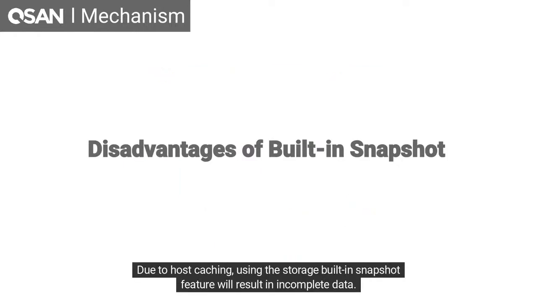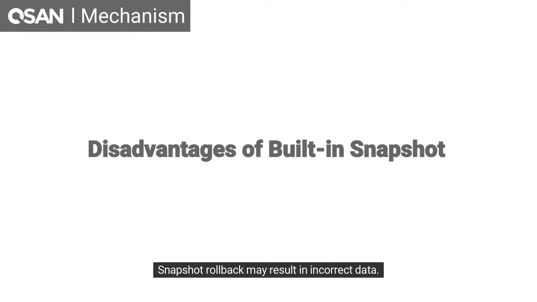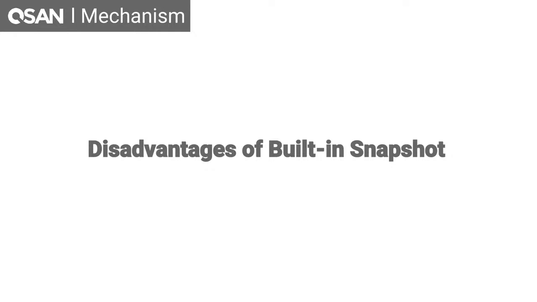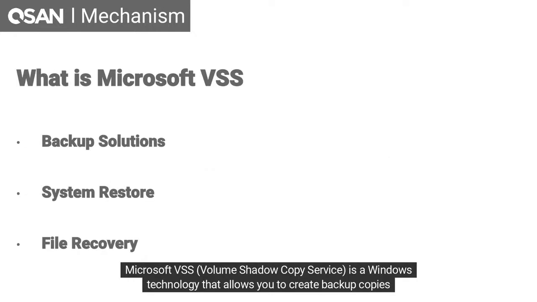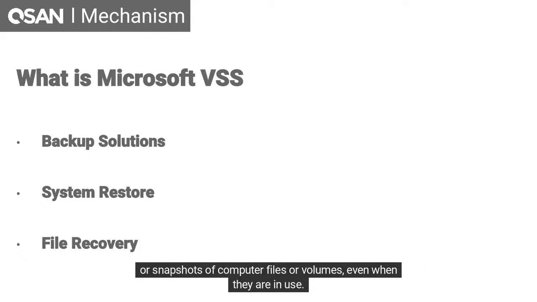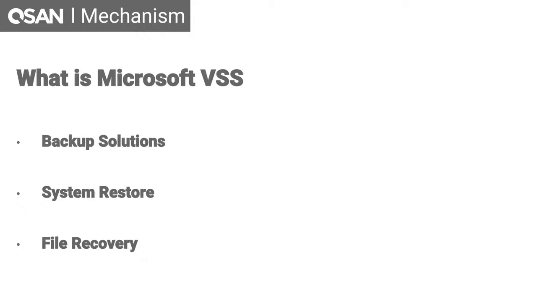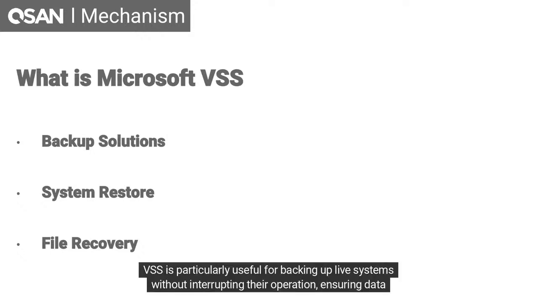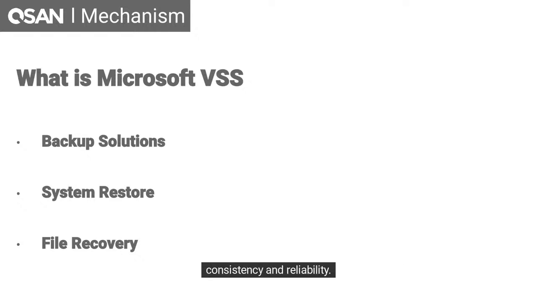Due to host caching, using the storage built-in snapshot feature will result in incomplete data. Snapshot rollback may result in incorrect data. Therefore, triggers from the host are the correct way to use snapshots. Microsoft's VSS mechanism solves this problem. Microsoft VSS, Volume Shadow Copy Service, is a Windows technology that allows you to create backup copies or snapshots of computer files or volumes, even when they are in use. VSS is particularly useful for backing up live systems without interrupting their operation, ensuring data consistency and reliability.